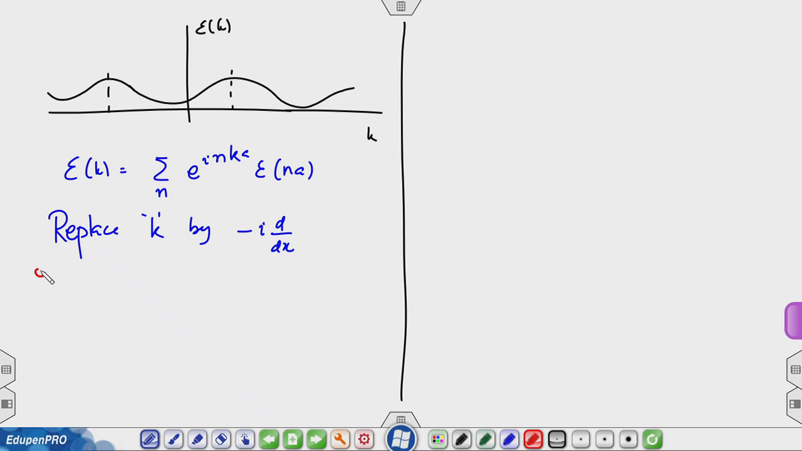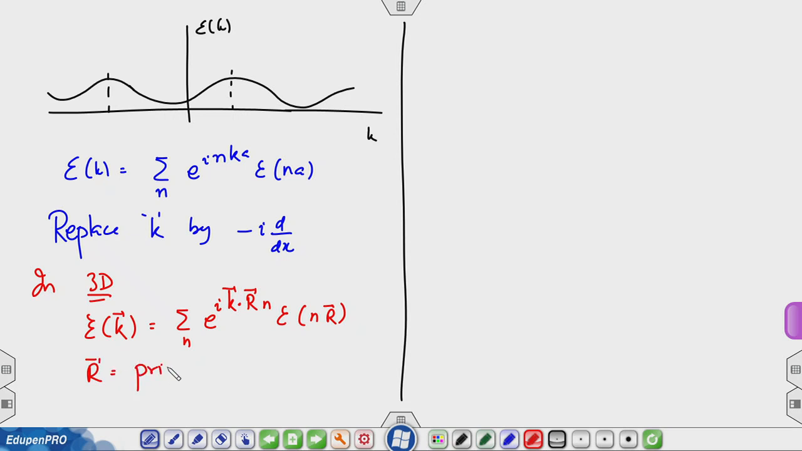Now, in 3D, it will be E k vector equals summation n e raised to i k dot r times n E n r, where r is the primitive lattice vector and n are integers. So, this n r kind of gives you all the crystal lattice vectors.